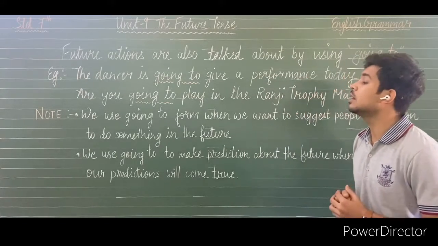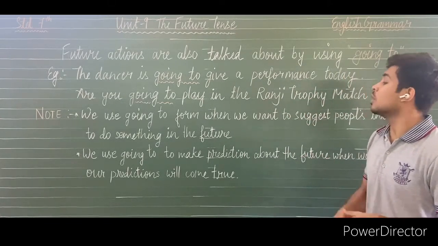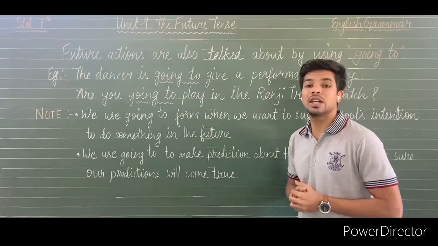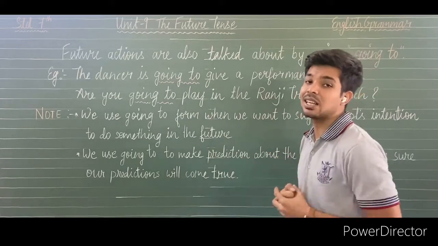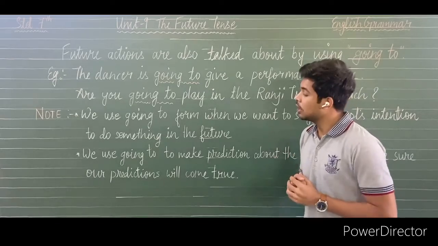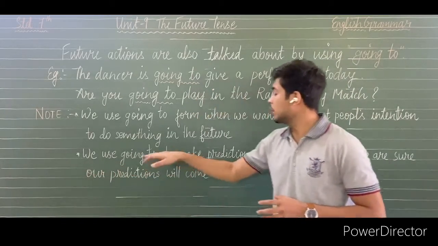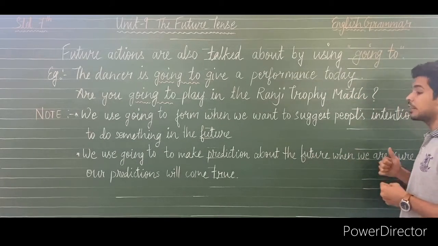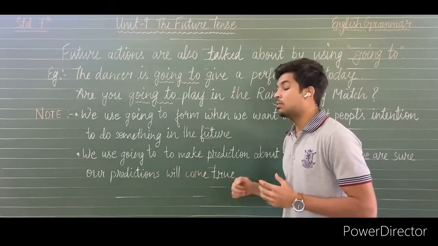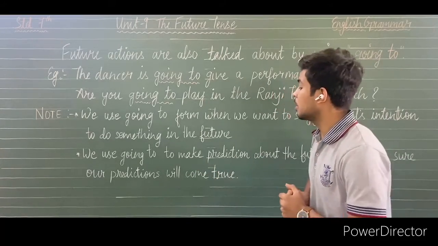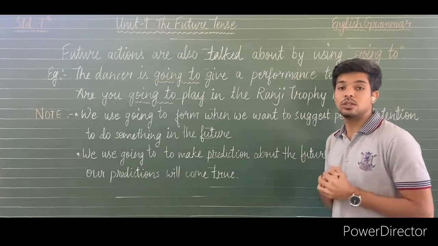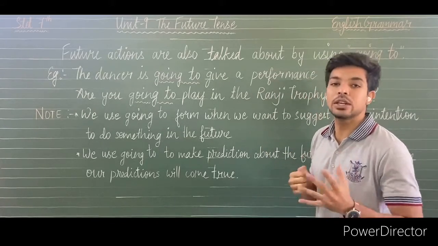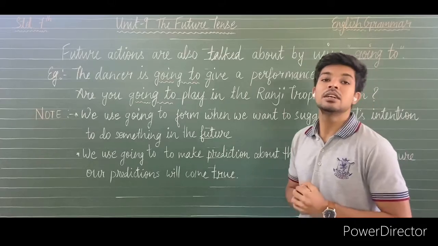So I'll repeat it again. We use the going to form when we want to suggest people's intention to do something in the future. So when people intend to do something in the future, we use the going to form of the verb. Then we use going to make predictions about the future when we are sure our predictions will come true. So whenever we have predictions and we know that these predictions will be true at some future time, we use the going to form of the verb to make the sentence in the future tense.